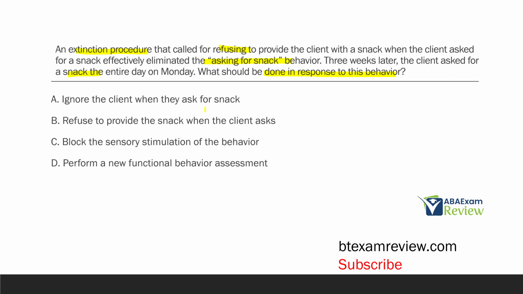C, block the sensory stimulation of the behavior. Well, this was never an automatic behavior to begin with. It was never a sensory behavior to begin with. It was always socially mediated. So C is not going to meet our needs. And then D, perform a new functional behavior assessment. It's not quite necessary yet, right?